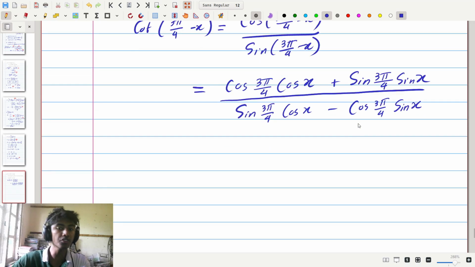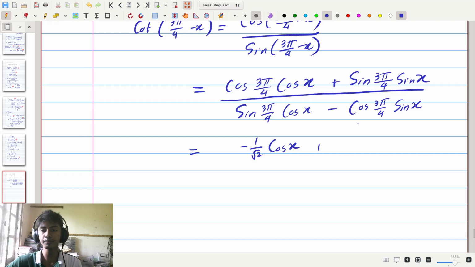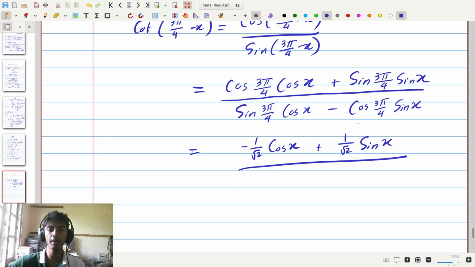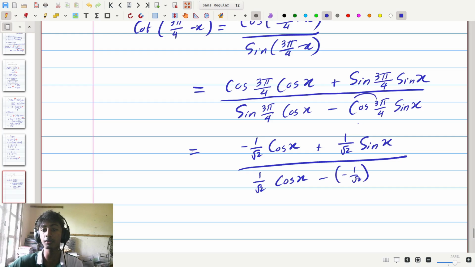Now what I'm going to do next is to substitute in cosine of 3 pi by 4 and sine of 3 pi by 4. Now as we know, the cosine of 3 pi by 4 is equal to negative 1 over root 2 and the sine of 3 pi by 4 is equal to 1 over root 2. So substituting those two in, we can see we have negative 1 over root 2 times the cosine of x plus 1 over root 2 times the sine of x divided by 1 over root 2 times the cosine of x, and then you have minus negative 1 over root 2, as cosine of 3 pi by 4, times the sine of x.